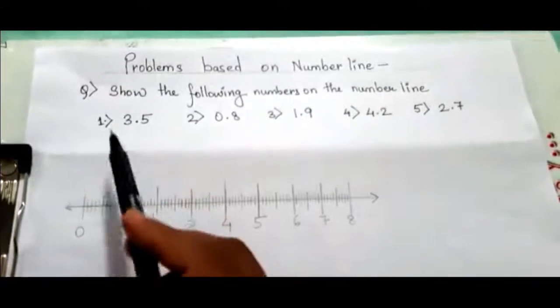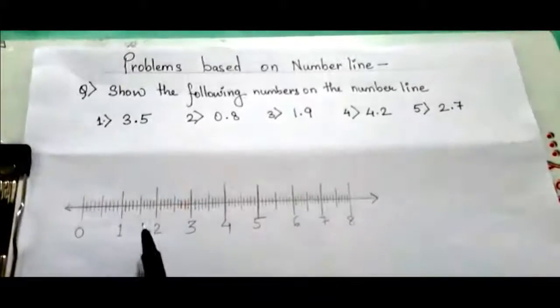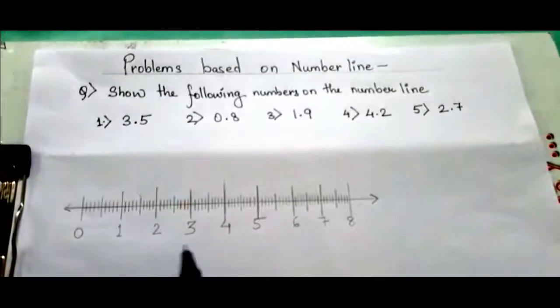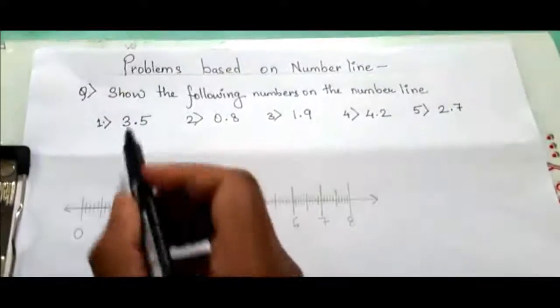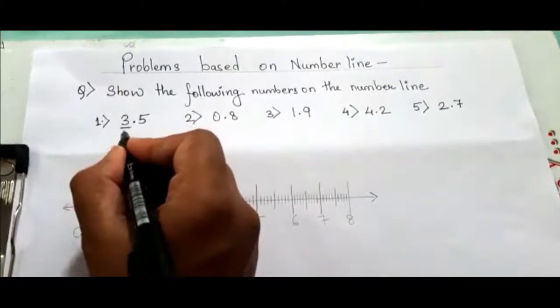So now we are going to do some problems based on the number line. So the first problem is 3.5. Now you have to mark 3.5. Now where is the whole number? So this is a whole number, right?